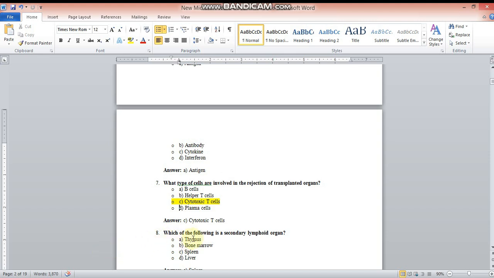The next MCQ is, which of the following is a secondary lymphoid organ? A. Thymus, B. Bone marrow, C. Spleen, and D. Liver. So the correct option is C. Spleen.